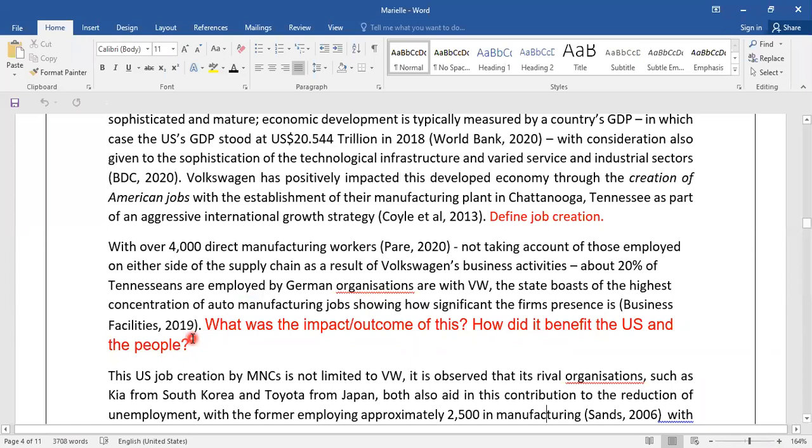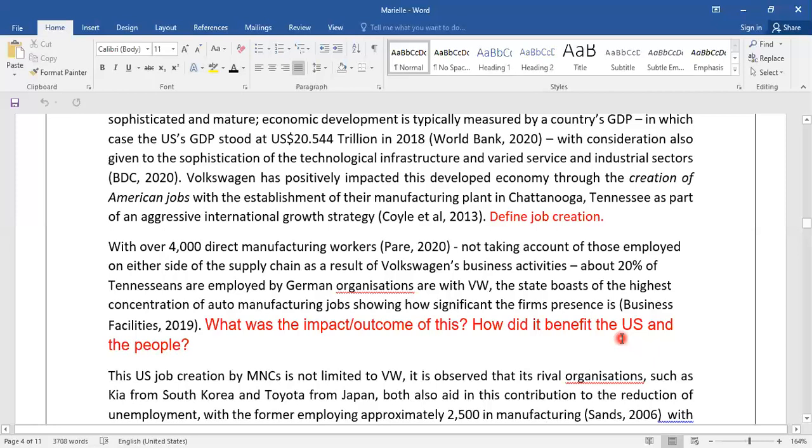And the outcome, Mariel, you would have to say, is that their standard of living improved. Their level of consumer spending increased. They were able to have a better quality of life. How did it affect the US? The GDP of the US would have increased, etc.